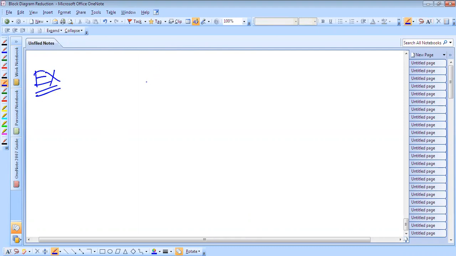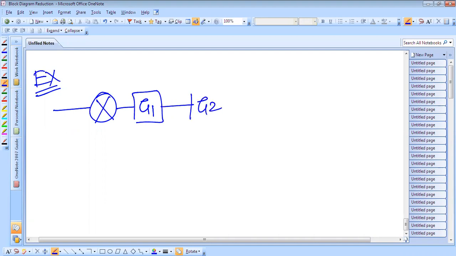The example is, there is a summing point. After that there is one block having the gain G1. After that there is another block having the gain G2. Again there is a summing point. After that there is output C.